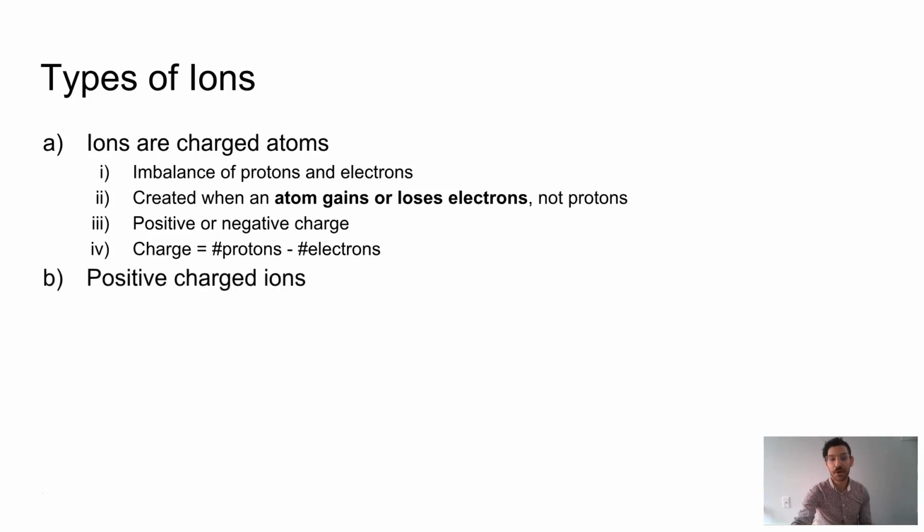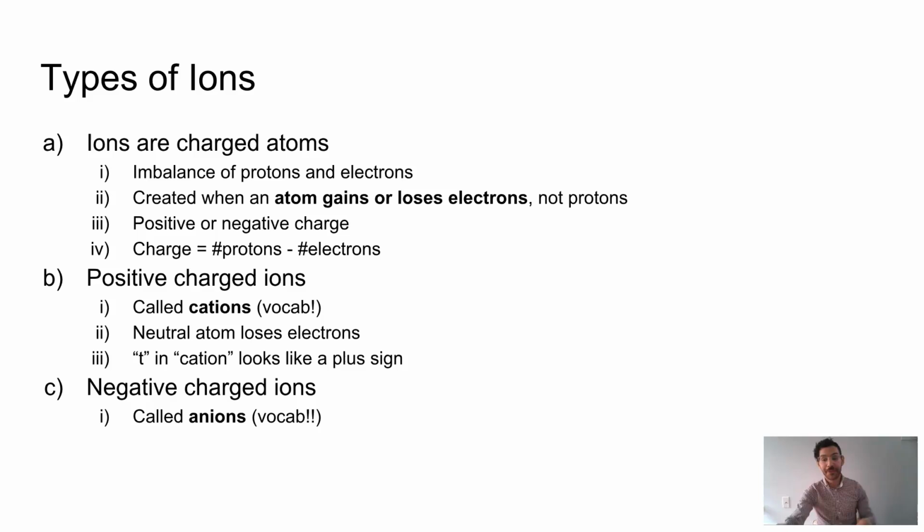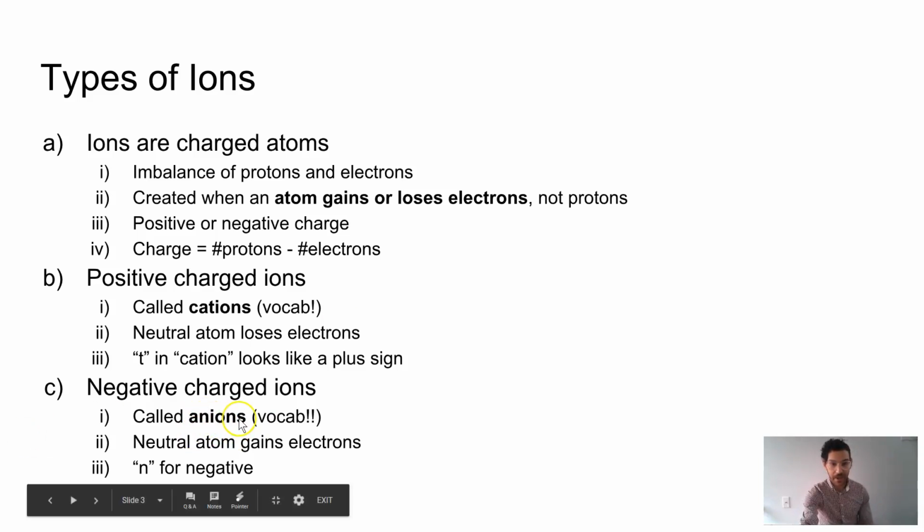So if we talk about positively charged ions, we're going to call these ones cations. Fun, new vocab. Cations. And I remember these as neutral atoms that have lost electrons. They give away those negatively charged electrons, so they're left feeling nice and positive. And so the T in cation, to me, it looks like a plus sign, and that is how I remember that cations are positively charged. We also have these negatively charged ions, and these are called anions. We get these when a neutral atom gains electrons, or when it picks up those negative electrons, and then it becomes negative. And so the N in anion, I remember for negative. You could say this is a negative ion.